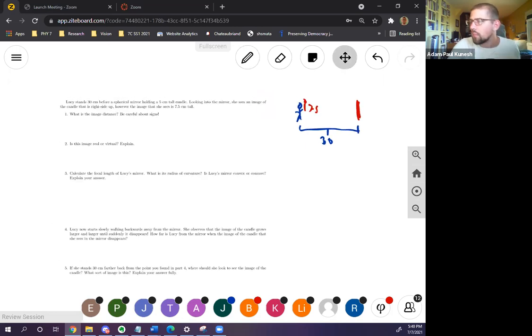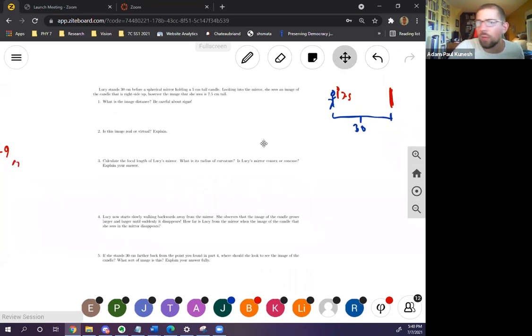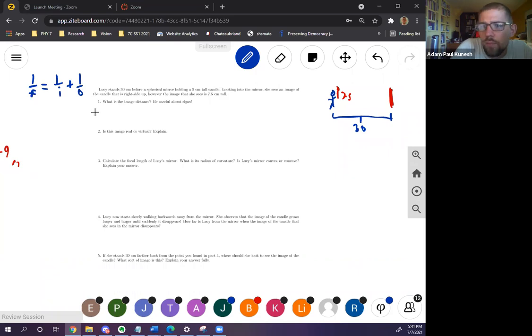Anytime we're confronted with a mirror problem, and later when we hit lenses, there are two key equations you want to keep in mind. The first one is the mirror lens equation: 1 over the focal length is 1 over the image distance plus 1 over the object distance. Now we have some restrictions on what each of these can be. Notably, the object distance is always positive. The focal length can either be positive or negative, depending on if it's a converging or diverging optics instrument, whether it's a mirror or a lens.